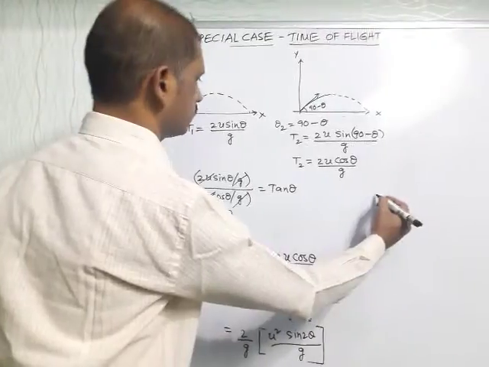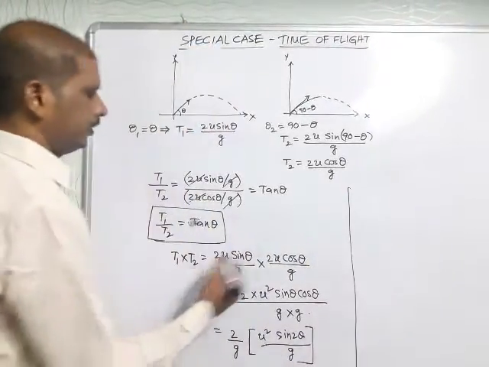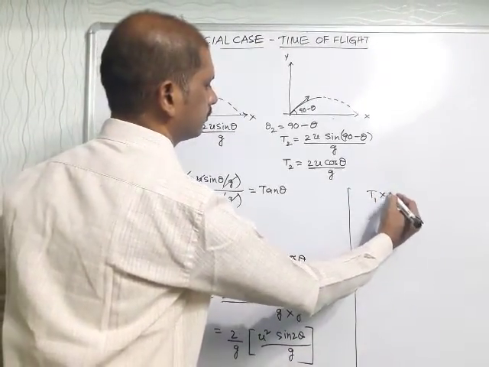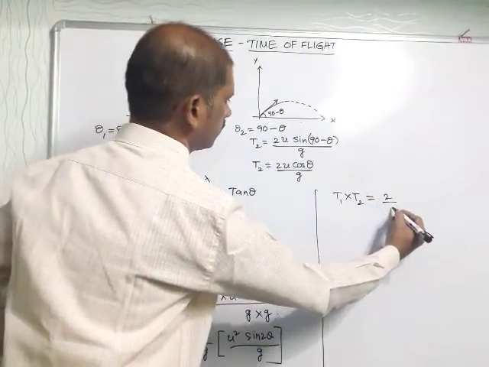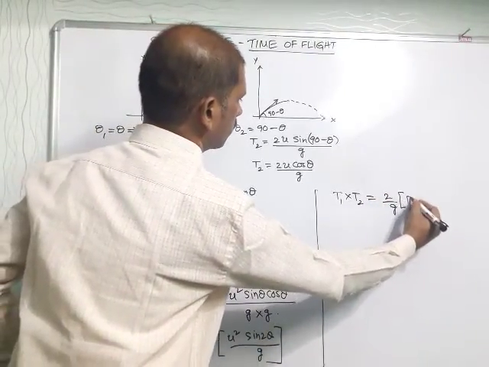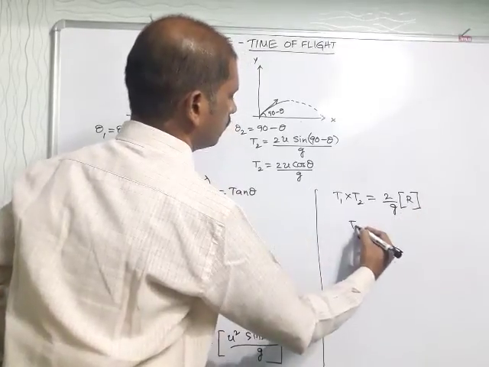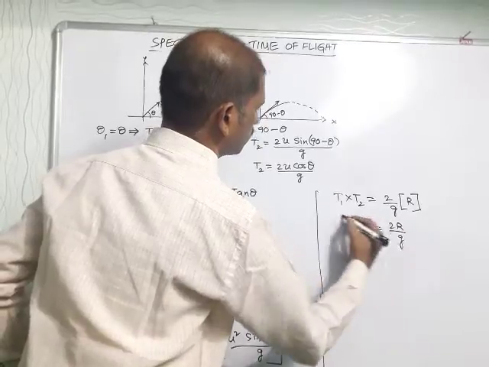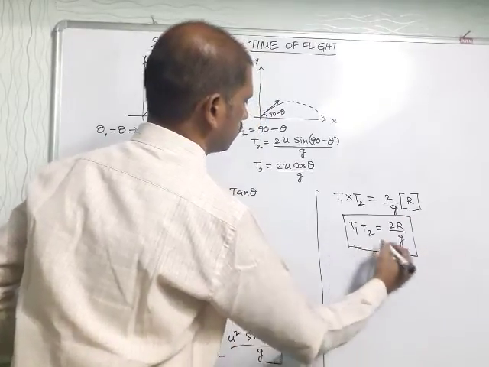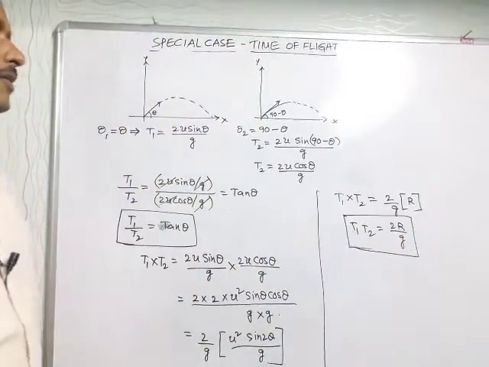So t1 into t2 is equal to 2 by g into range R, you can write. So t1 t2 is equal to 2R by g is the relation. So this is the relation between range and time periods. Okay.